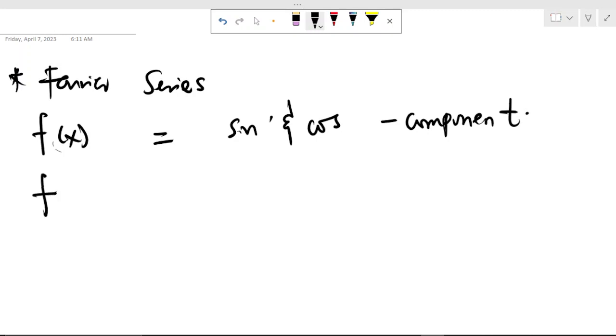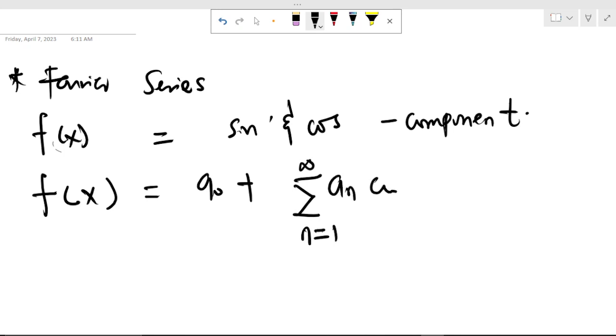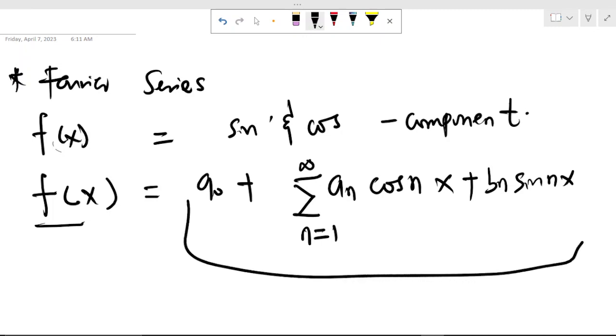So according to Euler, if you have a function f of x that is periodic, it can be expressed as a naught plus summation as n goes from 1 to infinity of an cos nx plus bn sine nx. So what do we do here? We take a periodic function and transform it to this. Now the question remains, how do we figure out a naught? How do we figure out an? And how do we figure out bn? But before moving on to that, I would like us to look at a couple of common integrals that we would find useful along the line.